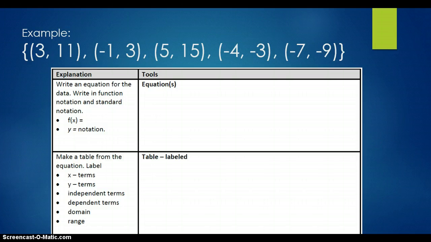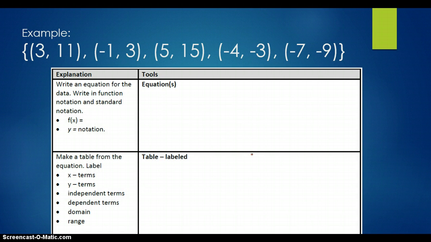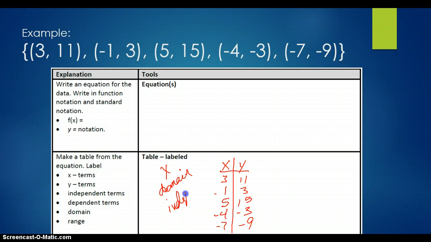So let's get started. When I have a table or just a series of points, the first thing I want to do is make a table. So let's make our table. Always label X and Y. The other part to this is remembering about Miss X and Mr. Y, making sure that we get the X labeled as the domain and independent, and the Y labeled as the range and dependent.